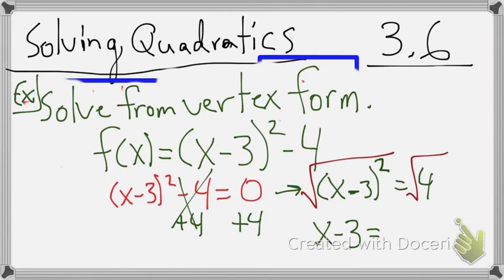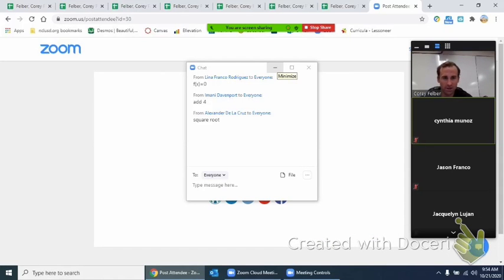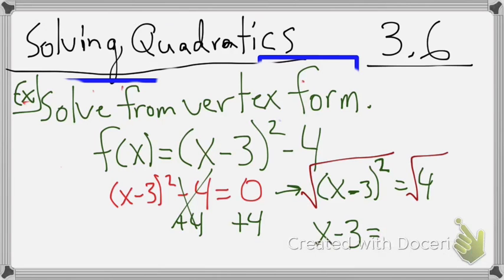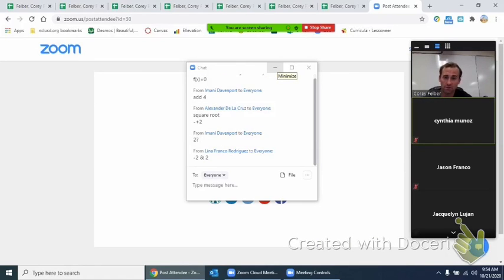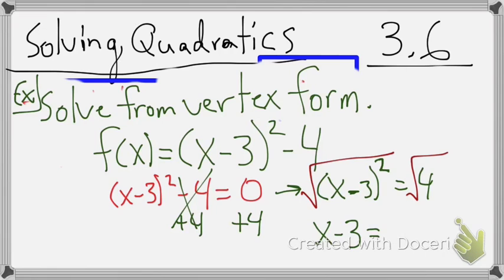Now, what are the square roots of 4? There's 2 of them. You guys remember how we did this? What are the square roots of 4? Good. 2 and negative 2. Just remember, it's always the positive and the negative. So we can write it like this. Plus or minus 2.